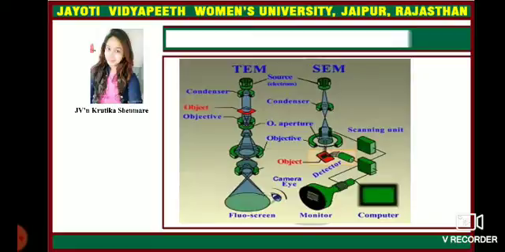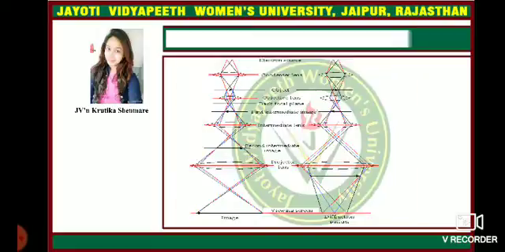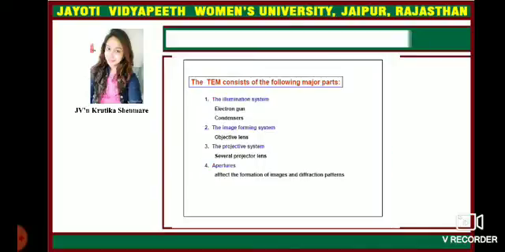So this is the basic difference between SEM and TEM. The electron source passes through the condenser lens, then there is an object and an objective lens. There is a first intermediate image which is clarified after the intermediate lens, and finally it is processed in the projector lens, in which we get to see the image or a diffraction pattern.